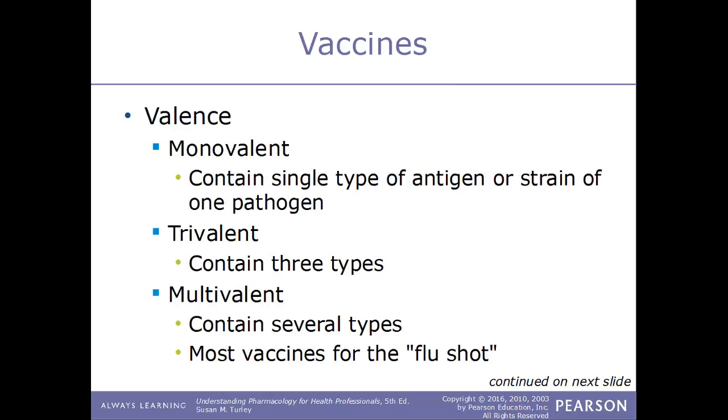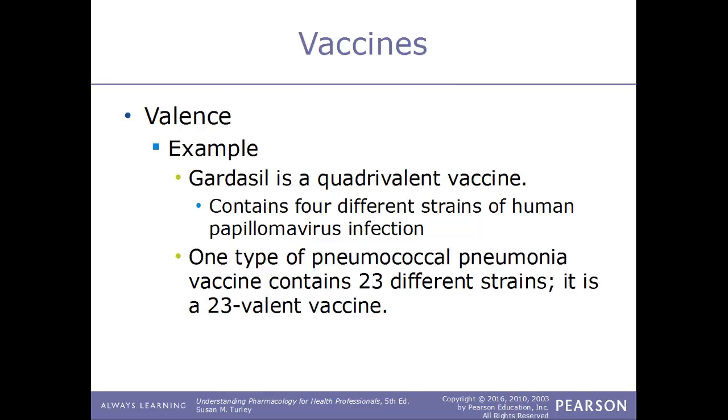All right, when it comes to vaccines, one characteristic of them is valence. And valence is a reference to how many strains of a pathogen the vaccine contains. So for example, a monovalent vaccine contains only a single type of antigen, or a single strain of one pathogen. A trivalent vaccine contains 3 types, or 3 strains of a pathogen. A multivalent vaccine has several types, and this is true for most flu shots. For example, Gardasil is a quadrivalent vaccine, so it contains 4 different strains of HPV, human papillomavirus. There's one type of pneumococcal pneumonia vaccine that contains 23 different strains, so it is a 23-valent vaccine.